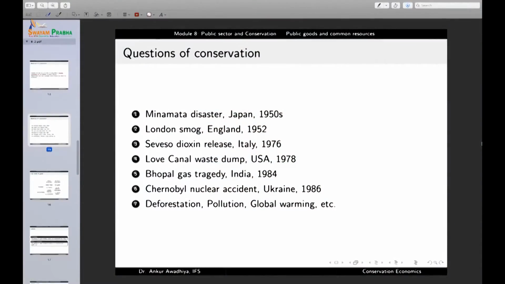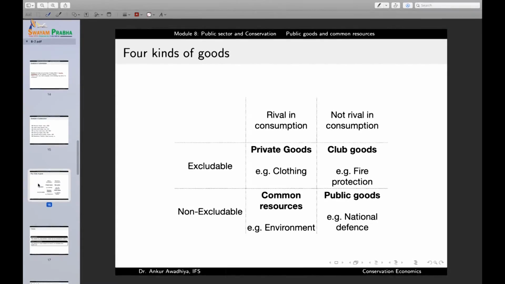Things like the release of toxic gases like dioxin, the dumping of waste into Love Canal, the Bhopal gas tragedy, these are all questions of conservation, and rational thinking lies at the heart of them. So, what are these common resources? What are the public goods? So, essentially, we can divide goods into four different categories depending on whether or not they are excludable and whether or not they are rivals in consumption.